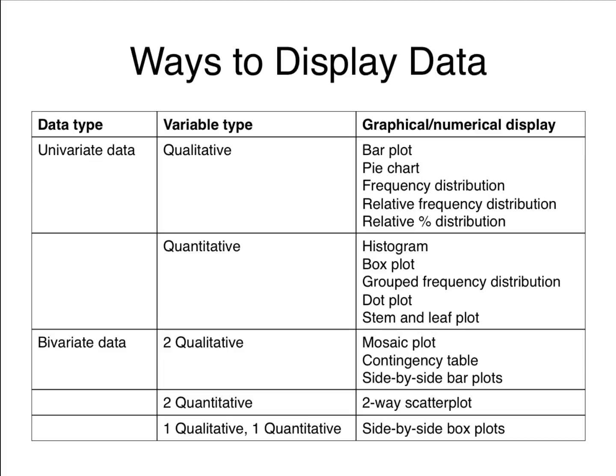With bivariate data, if you're looking at the relationship between two qualitative variables, you can use mosaic plots, contingency tables, and side-by-side bar plots. If you're interested in two quantitative variables, you can use a two-way scatter plot. And if you're interested in the relationship between one qualitative and one quantitative variable, you can use side-by-side box plots. If you're curious what any of these types of graphs or displays look like, you can always check out the first tutorial where we went over these, or the Module 1 notes.